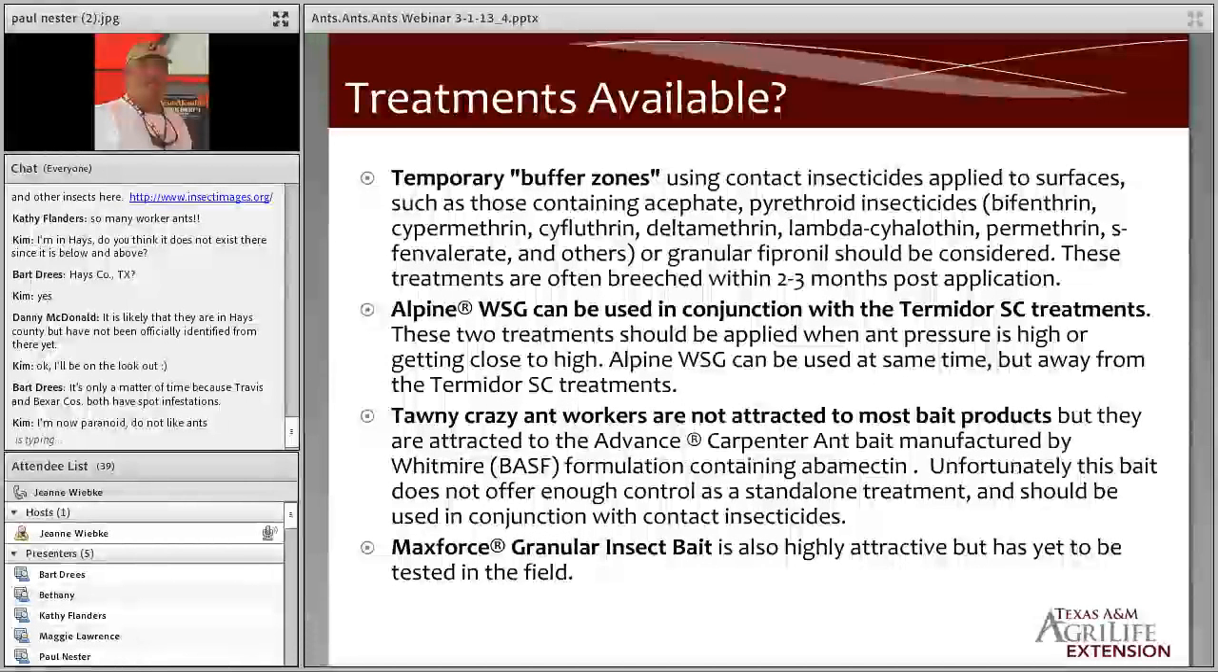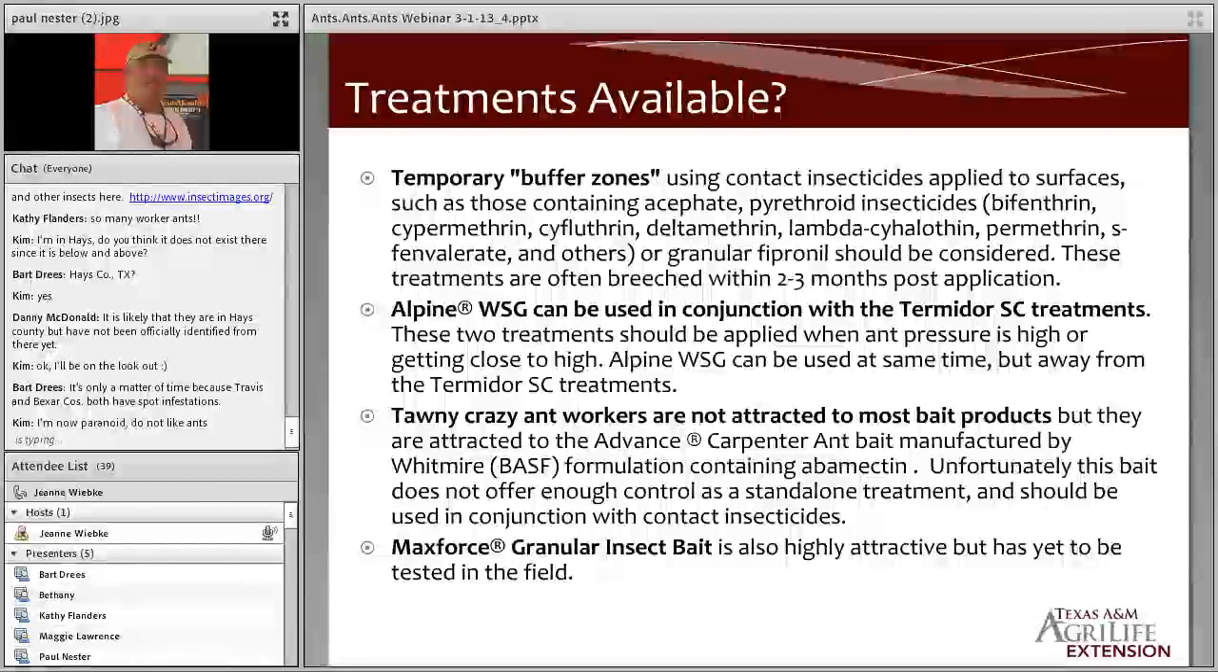Temporary buffer zones using contact insecticides can be used. Many of these contain acephate or some of the pyrethroid insecticides. There's bifenthrin, cypermethrin, cyfluthrin, deltamethrin. Lambda-cyhalothrin has been a product that has proved to have a little longer residual in our area, and many of our pest control professionals are choosing this product to use along with the Termidor SC.